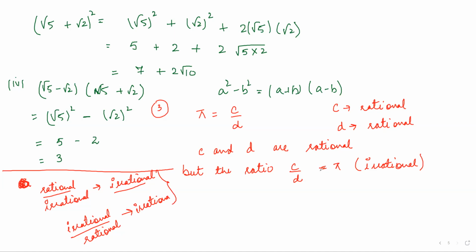So the ratio C by D is coming out to be irrational. What does it imply? It implies that one of the numbers is irrational here. Understood? So either C is irrational or D is irrational. Clear? So this implies either C or D, or both, like both can be irrational also. Either C or D or both are irrational.